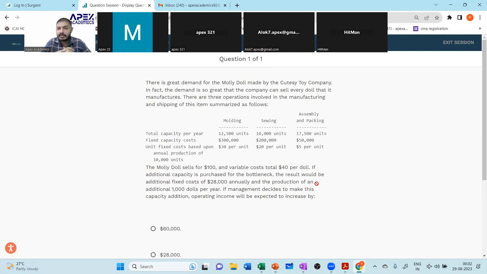Considering the name, it happens to be a little girl's plaything, like a Barbie doll. In fact, the demand is so great that the company can sell every doll that it manufactures. Pretty much like the Barbie doll, which, if I'm not mistaken, is made by Hasbro or Fun School, one of the two companies, or like the G.I. Joe action figure that I used to play with when I was a kid.